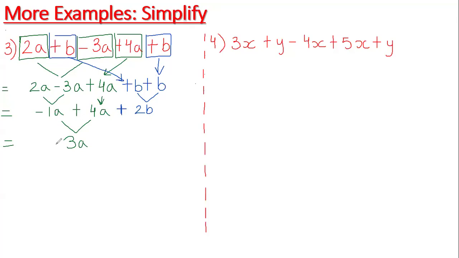So we have 3A plus what? Plus 2B. 3A plus 2B. Y'all understand how I got negative 1A plus 4A is 3A? Y'all know that? Yes, sir.